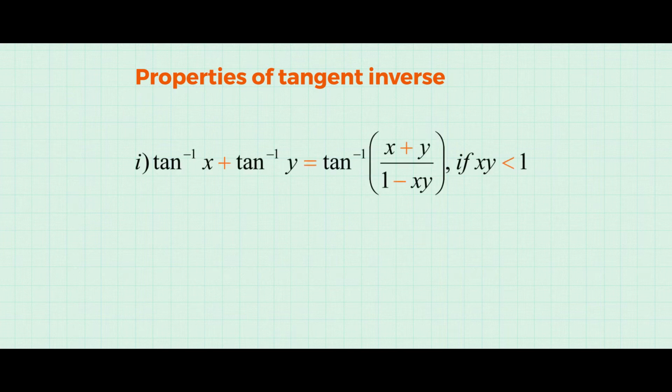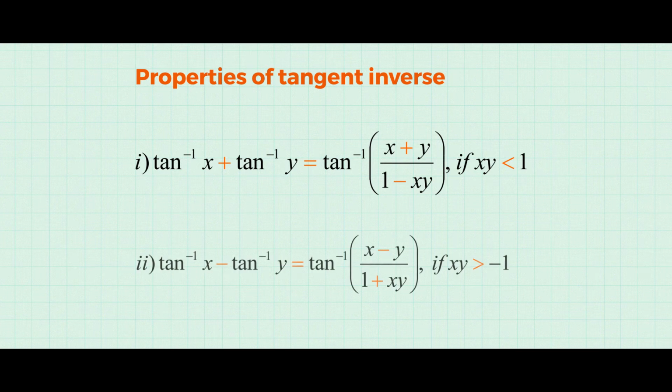Tan inverse of x plus tan inverse of y is equal to tan inverse of (x plus y) divided by (1 minus x times y), if x times y is less than 1. So here, first we will have to identify the value of x and y and find the product of x, y. If the product of x and y is less than 1, then we are going to use this first property.